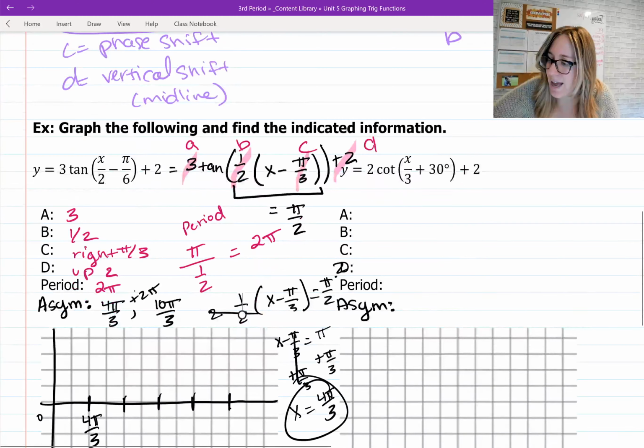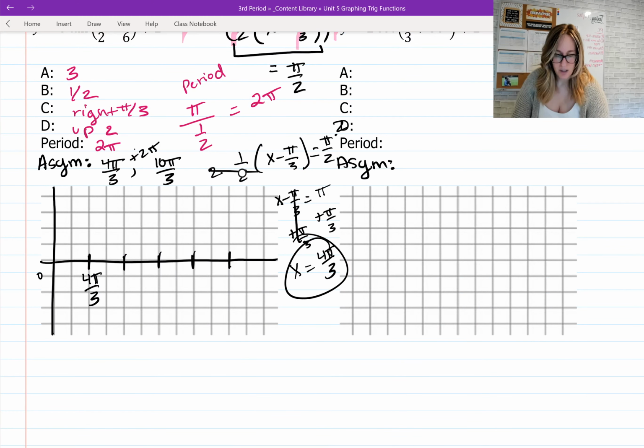I just went ahead and did my first asymptote, so now I can do my second asymptote. It's going to be at 10 pi over 3. And I can go ahead and sketch those in here.